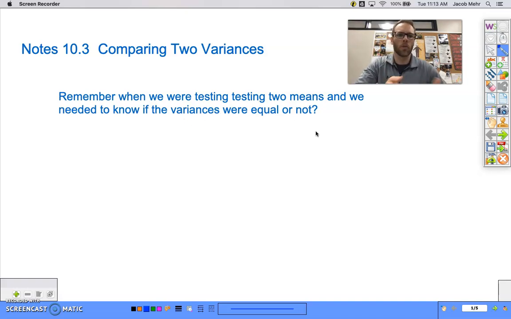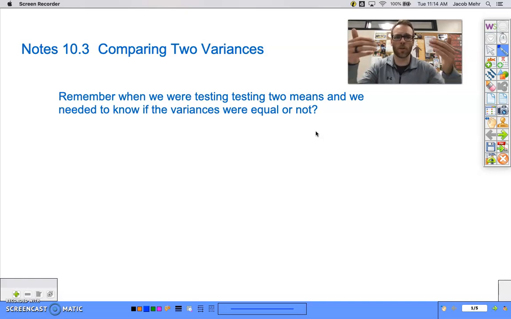At the time, we just said they're either obviously not equal, or if they are equal, it's because the sample variances are really close and there's reason for us to believe they're really the same. Well, now we're going to expand on that, and we're actually going to be able to do a test that tells us whether the population variances really are the same, if one's greater than the other, or so on. So we're calling this comparing two variances.